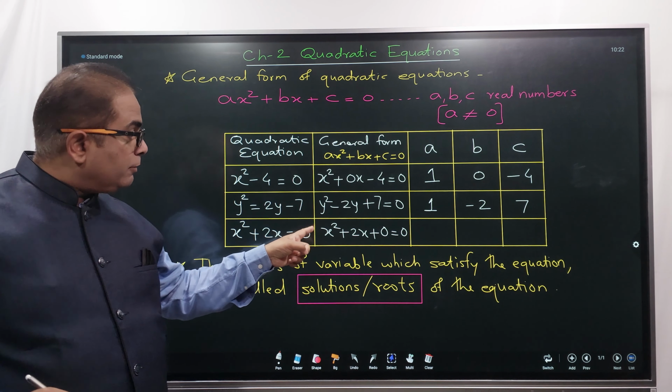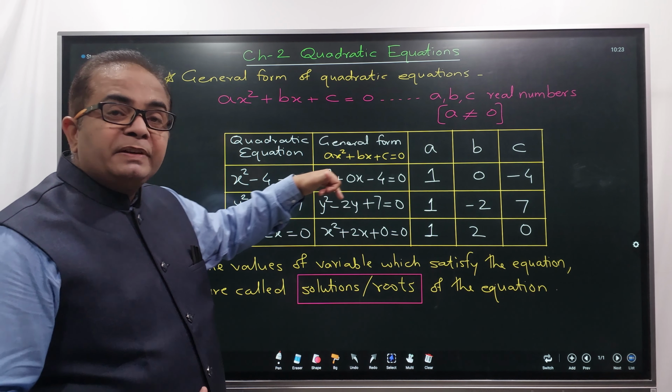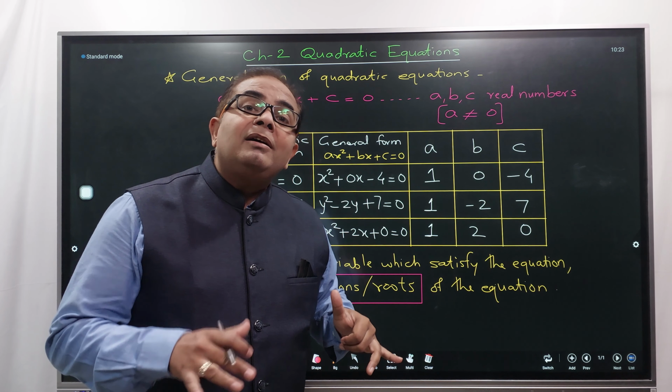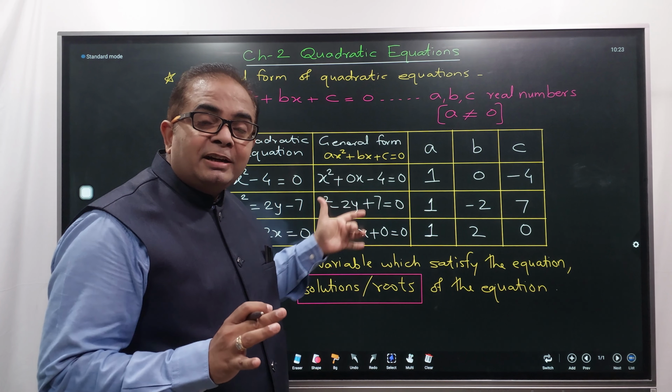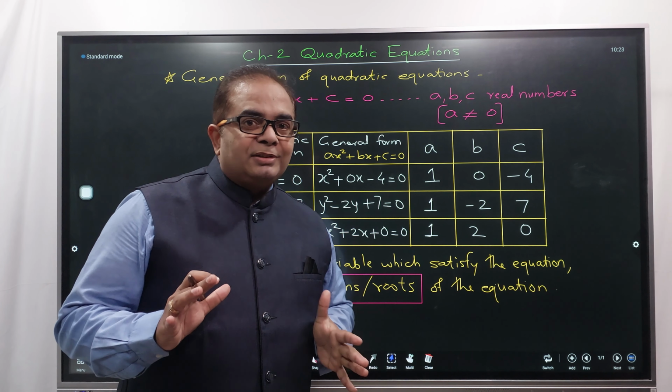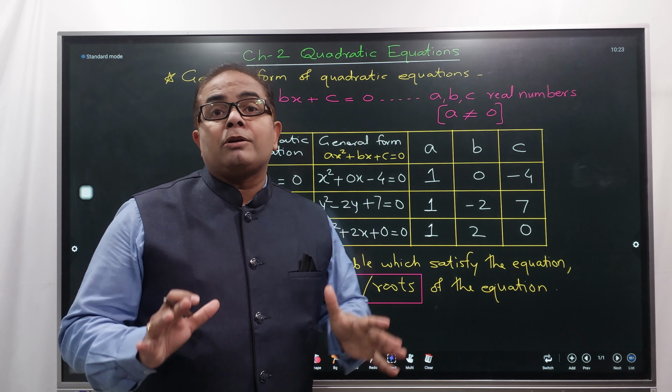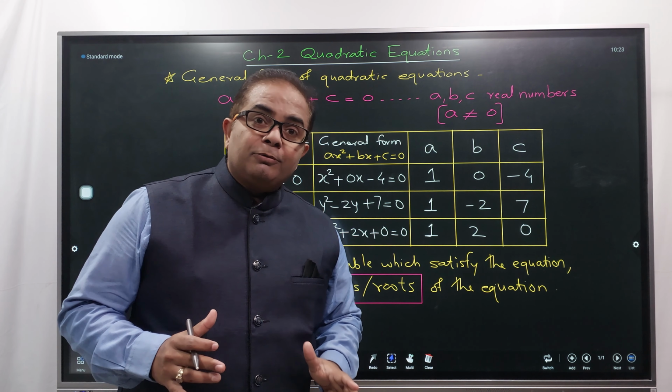Understanding this concept? Now, we have to see one more concept: values of variable. What was the variable here? x was there, y was there, right? The values of variable which satisfy the equation means such a value that if we put it in this equation, what will the answer be? 0. Left hand side will be equal to right hand side. Thus, those values are called satisfying values of the equation.